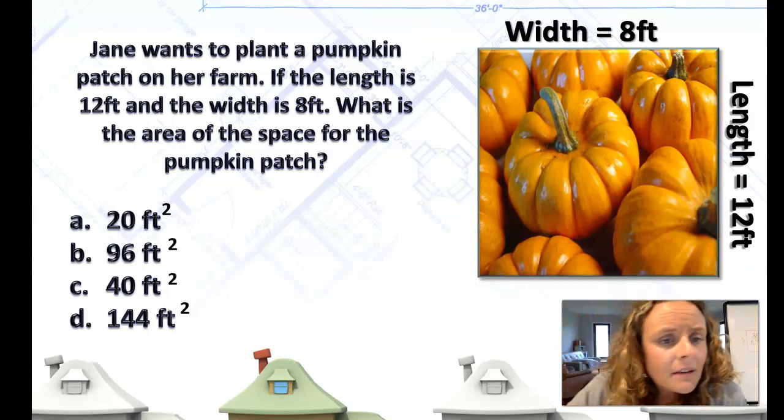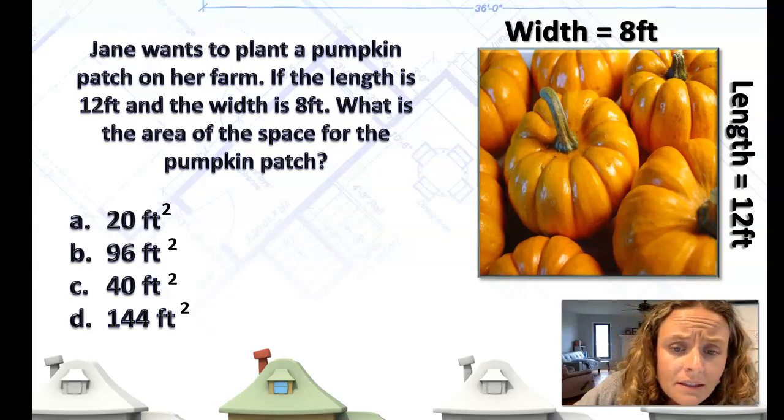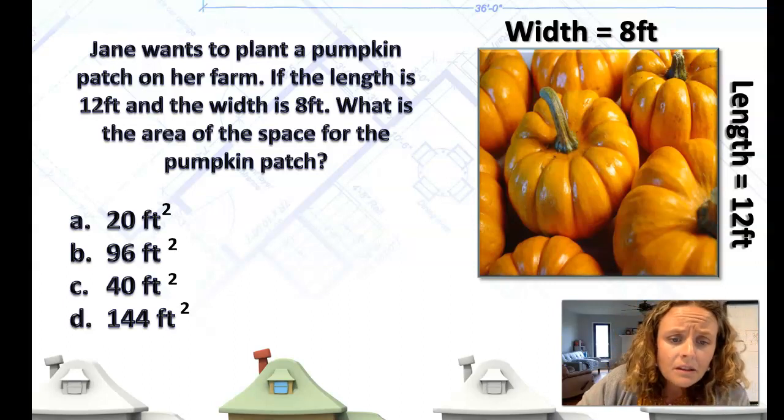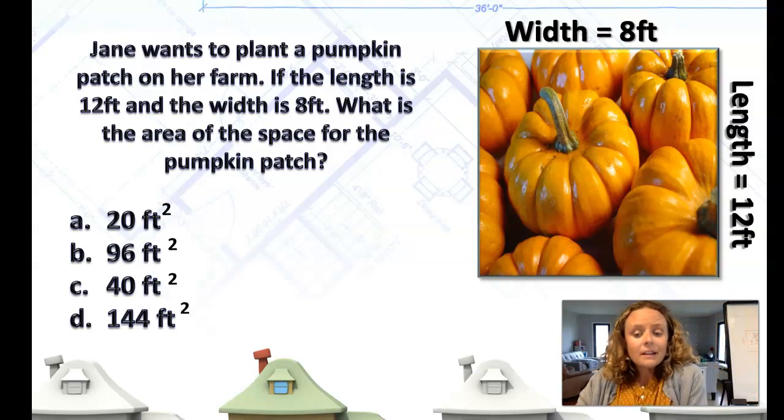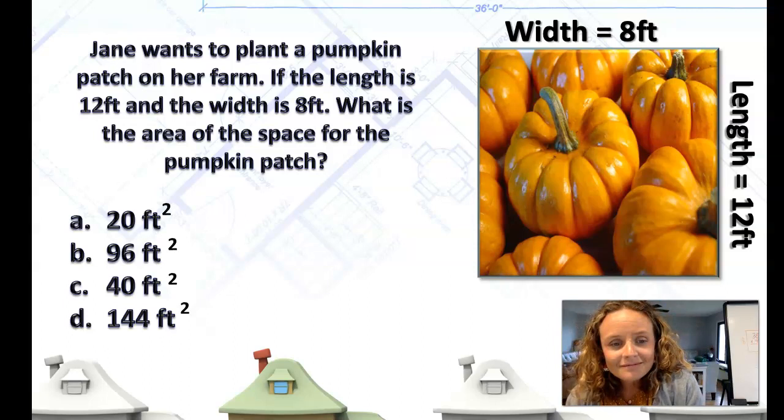Jane wants to plant a pumpkin patch on her farm. If the length is 12 feet and the width is 8, what is the area of the space for the pumpkin patch? Pause the video if you need to. Solve this one.